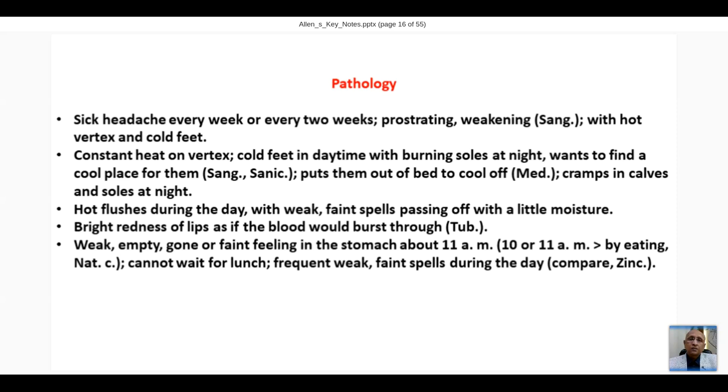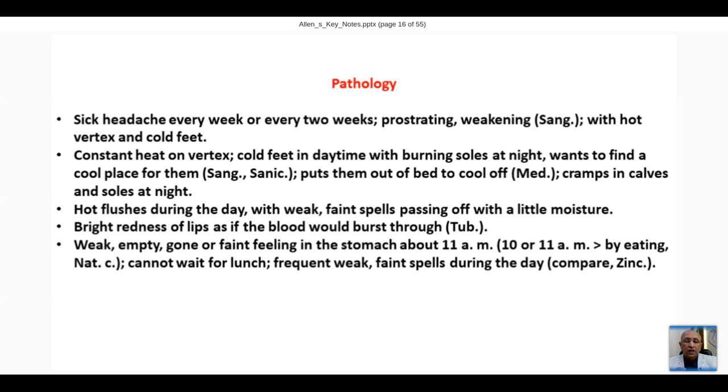Which headache is like that? Generally the migraines used to be sick headaches. They disturb the patient for 1 day, 2 days, 3 days. The person becomes absolutely sick every week or every 2 weeks, and becomes so prostrated, with so much weakness, and at the same time he explains the vertex is absolutely hot, but the feet are cold. See, this is how one specific pathology is explained in detail. So you have to understand all those things. He has given constant heat on the vertex, the hot flushes, then bright redness of the face, weak, empty, gone feeling, all those things.